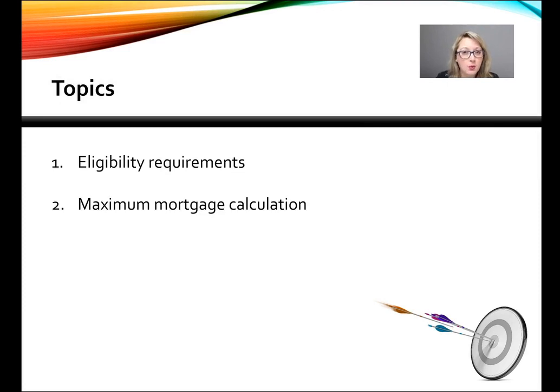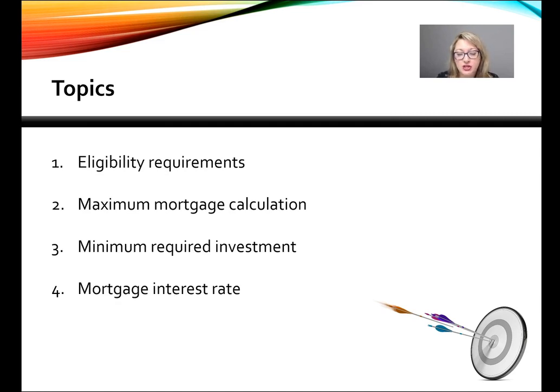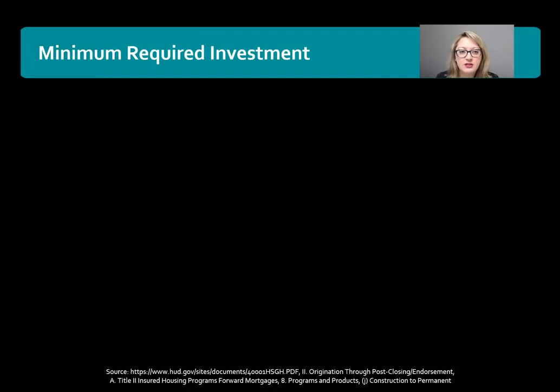So in part 1, we talked about the eligibility requirements. We talked about the maximum mortgage calculation. In part 2 of this 3-part video series, we're going to talk about the minimum required investment and the mortgage interest rate requirements. And then in part 3, we're going to finish up with closing requirements. So let's take a look at the minimum required investment by the borrower.